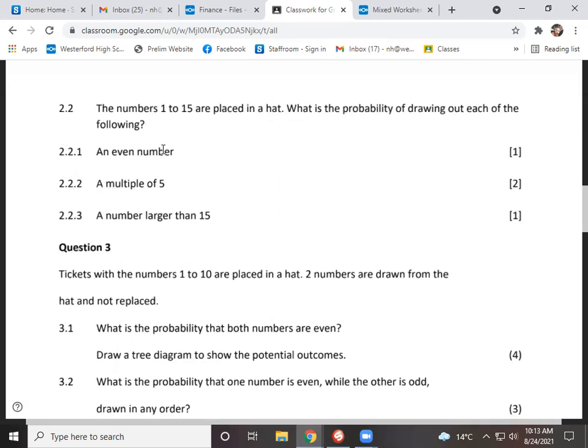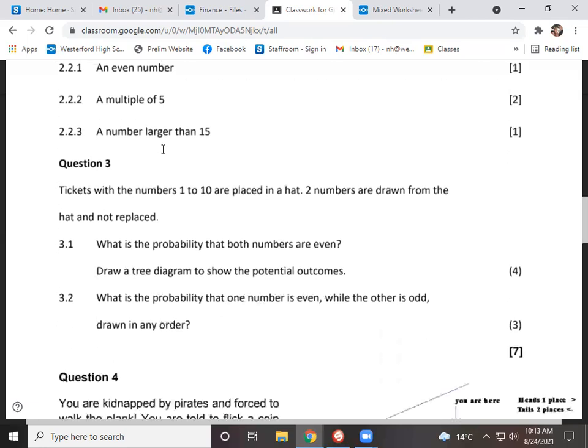A multiple of 5. So that will be 5, 10, 15. So 3 over 15, which you can simplify, right, to 1 over 5. A number larger than 15. Guys, if the numbers 1 to 15 are in that hat, is there a number larger than 15? No. So what's the probability? If it's impossible, the probability is 0.